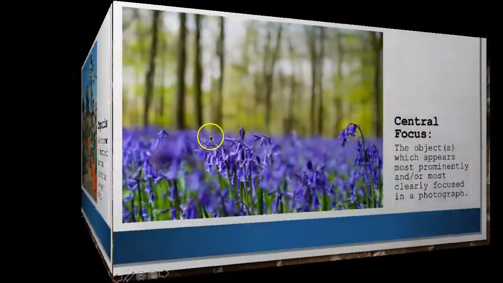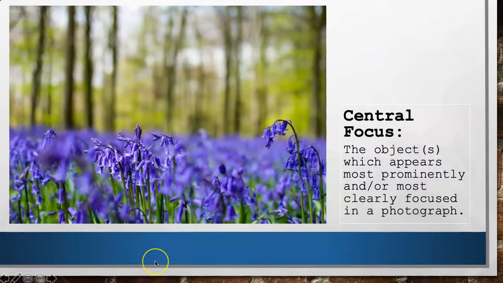Now, central focus is all to do with what is in focus in the picture. So in this photo I've taken here of the bluebells, my central focus has been here in the foreground. So I've focused here, and to do that I've created a shallow depth of field. That means that the rest of the picture is dropped out of focus, so your eye is led to these points of focus.